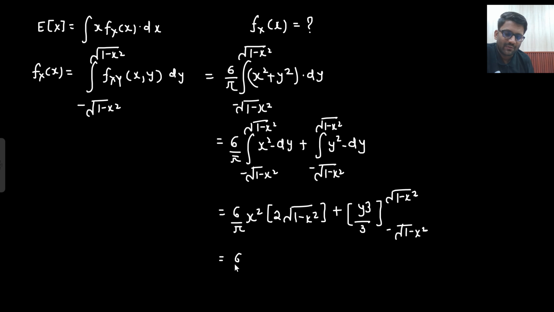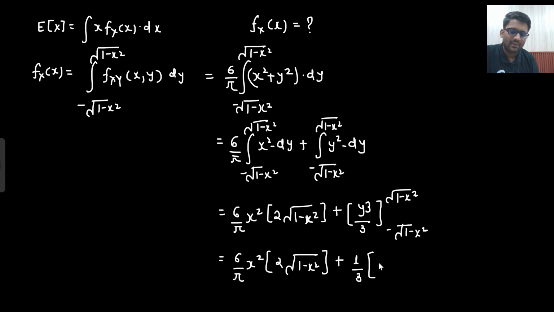Whatever the answer you are getting, from this answer you will understand something pretty good. Under root, this is your x, right? Under root 1 minus x square, plus 1 by 3 is outside, 1 minus x square to the power 3 by 2 minus, and this will become plus 1 minus x square to the power 3 by 2. So this will become 2 times. You can solve the integration. This is what you will be getting, and this is your fx of x, with the limit of x.